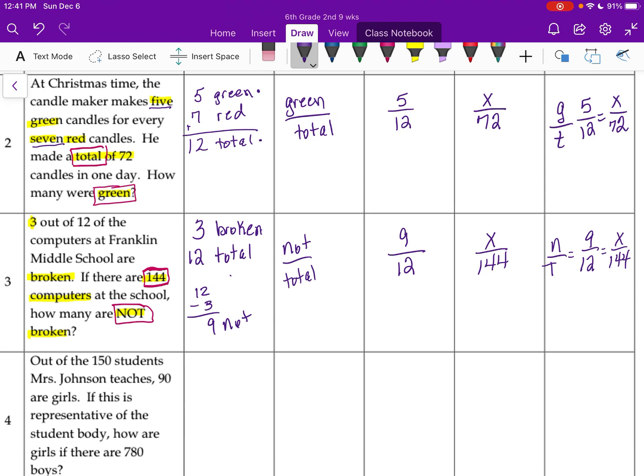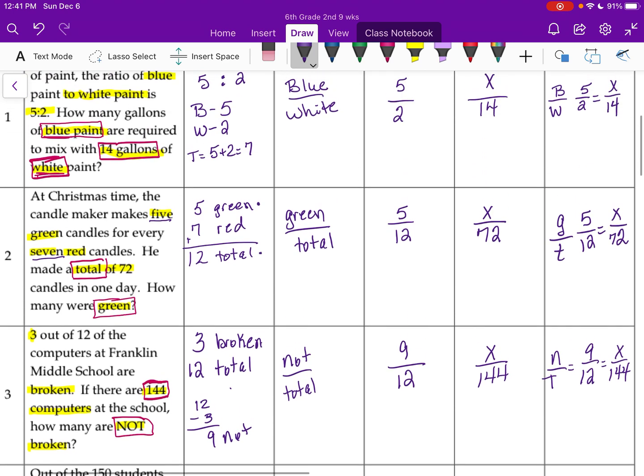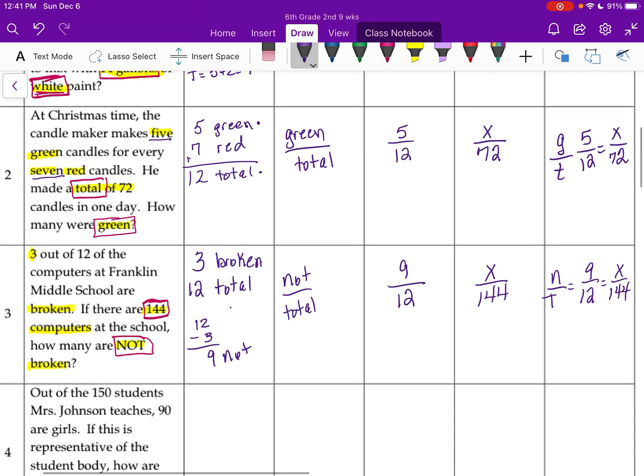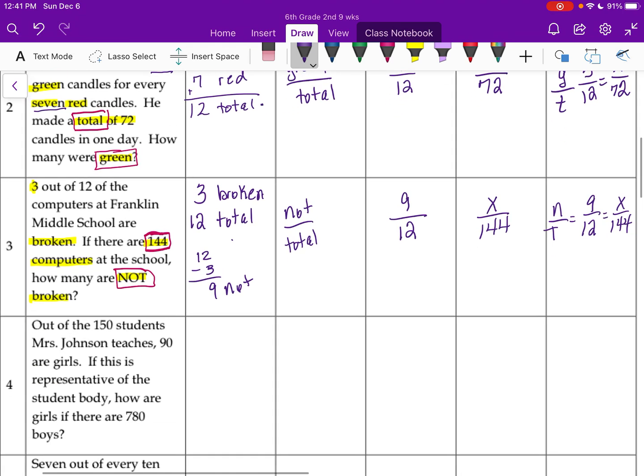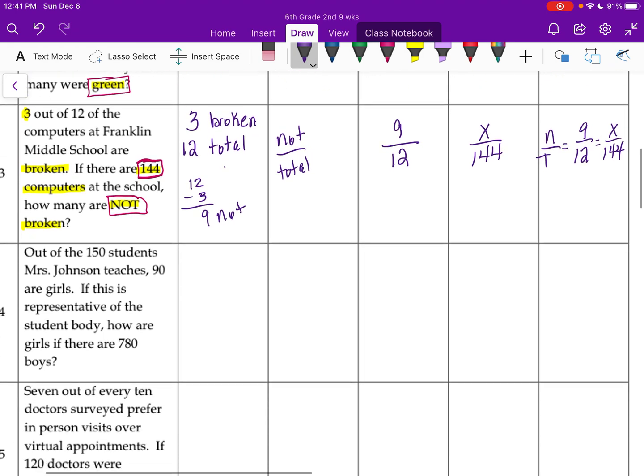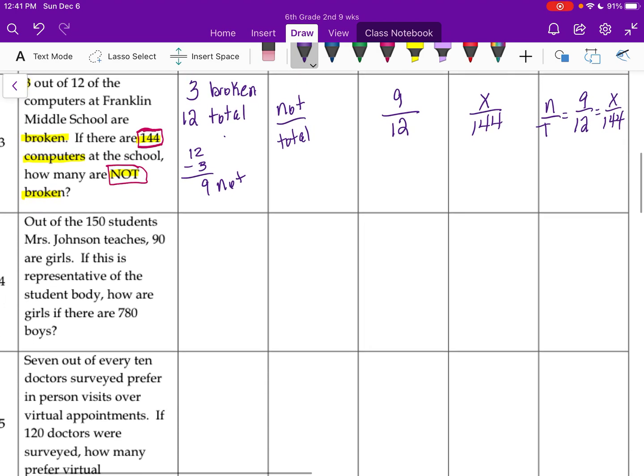Now, out of these first three questions, every time the part was missing. But that doesn't happen every time. That just happened in these first three. Okay, let's see if the fourth one will be different. It says, out of 150 students Ms. Johnson teaches, 90 are girls. If this is representative of the student body, how many are girls if there are 780 boys?